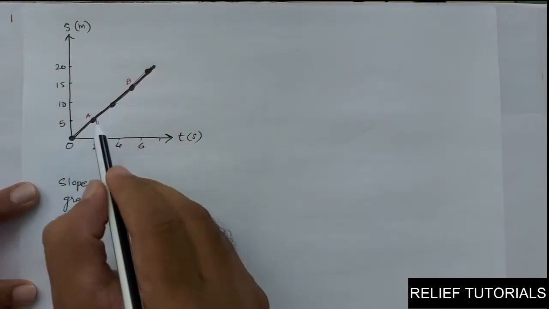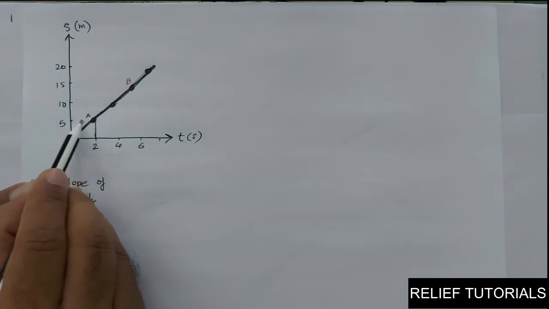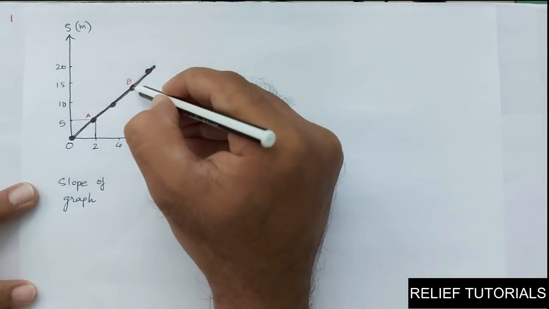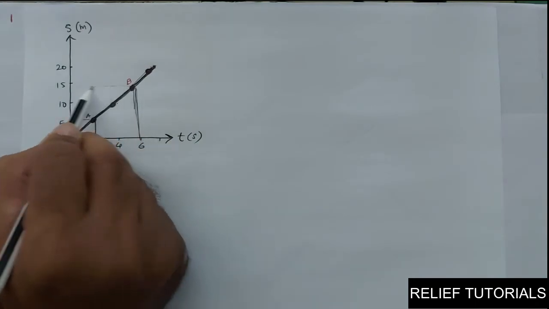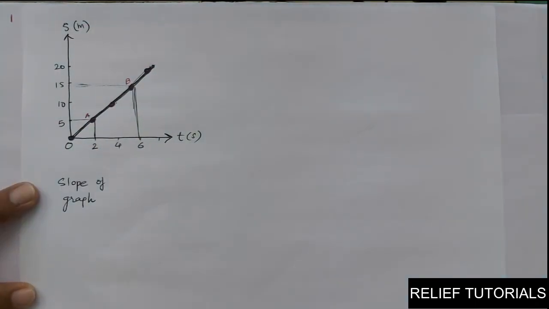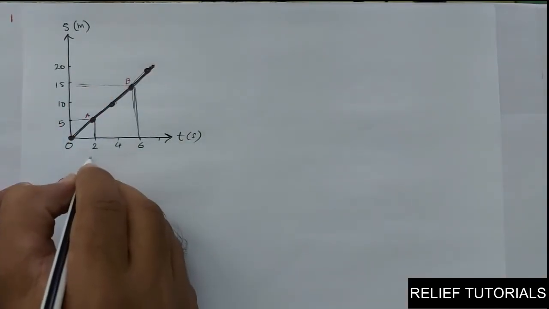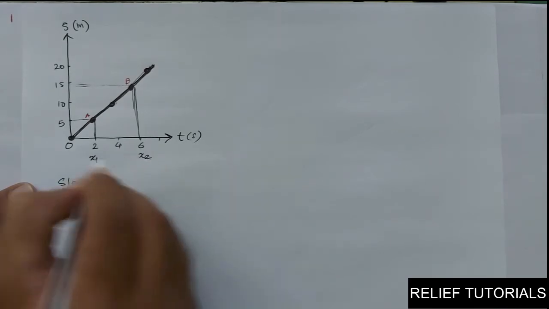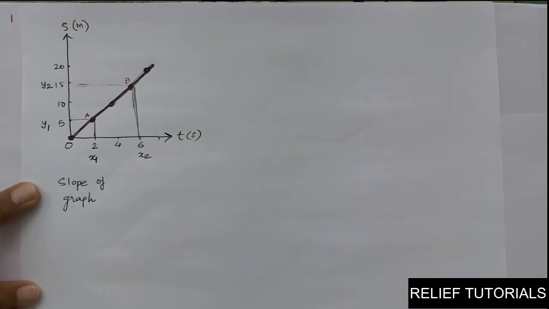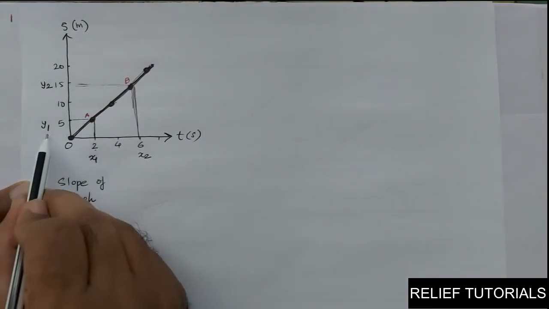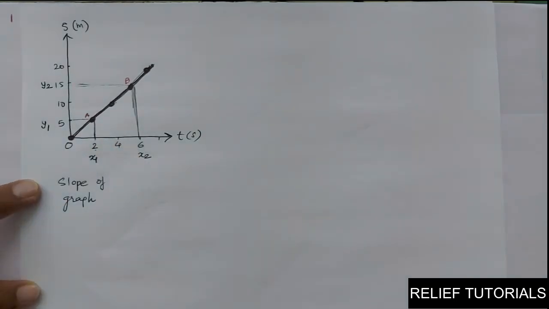Now corresponding to these points, what are the x coordinates and y coordinates? This is the first point, so the first x coordinate is 2, and the corresponding y coordinate is 5. For the second point, the x coordinate is 6, let us say, and its y coordinate is 15. So this is point number 1, this is point number 2. This is called x1, this is x2, this is y1, and here is y2. So x1 is 2, y1 is 5, x2 is 6, y2 is 15.